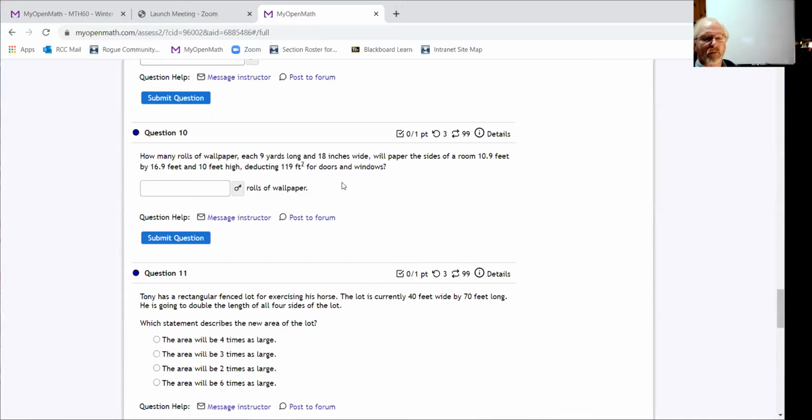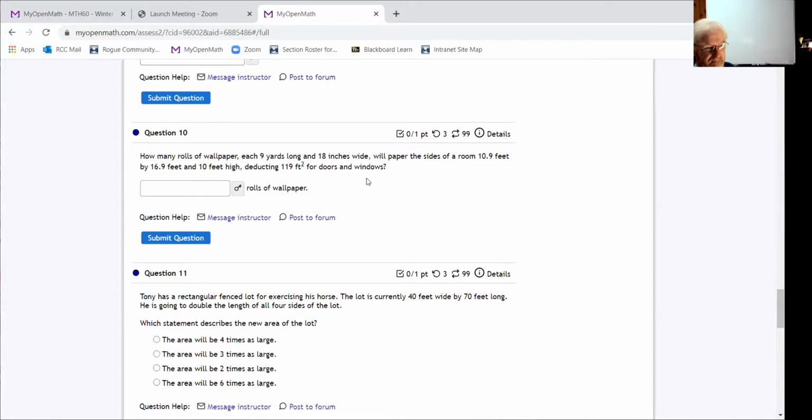And you get the wall area of the room. And then it says, okay, now subtract 119. Mine says 119 for the doors and windows. So you figure out what's the surface area of your box, your room. Well, okay, now how many rolls of wallpaper? This is where they're mixing units. 9 yards. I'd change everything to feet, all right? A roll of wallpaper is 9 yards.